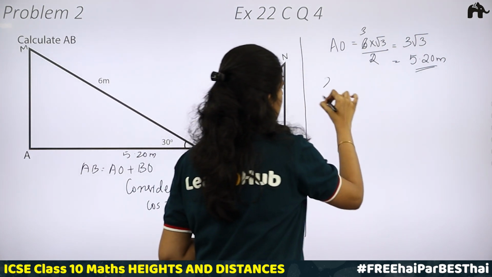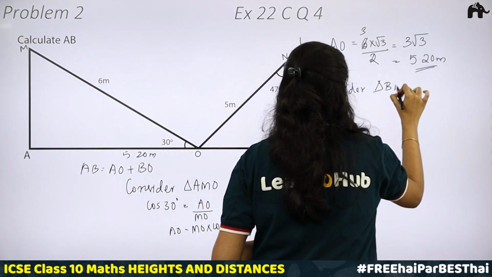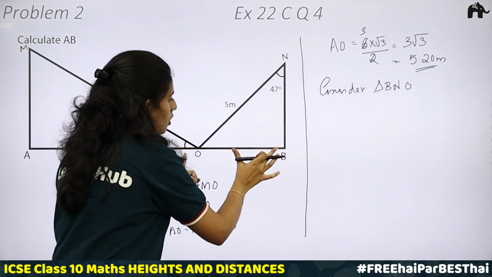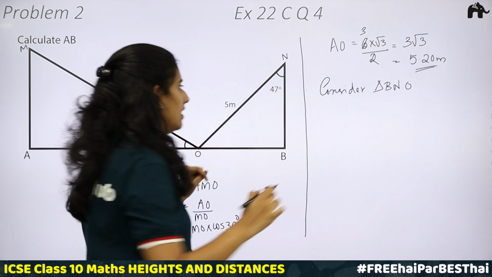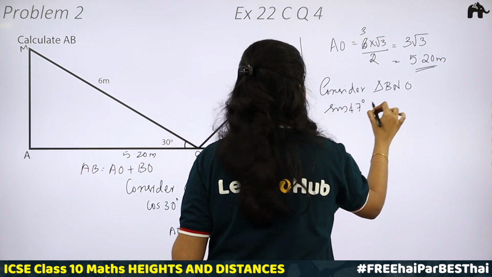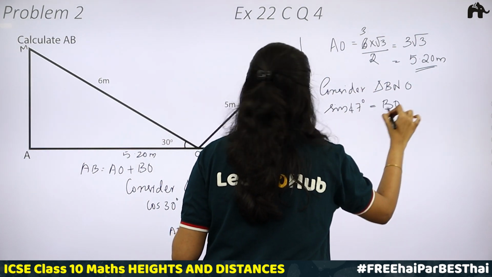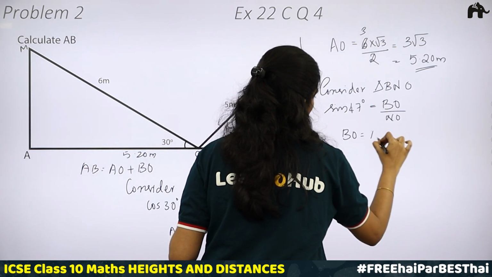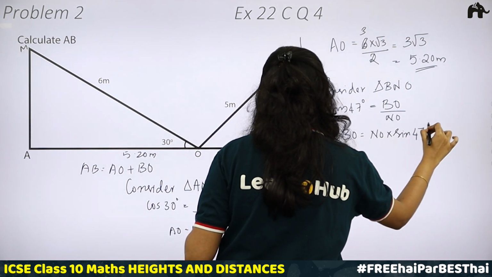Okay, consider triangle BNO. Here we need to find the opposite side. Hypotenuse is given. Ratio of opposite and hypotenuse is sine. So, sine 47 degree is equal to BO divided by NO. We need BO. BO will be equal to NO into sine 47 degrees.